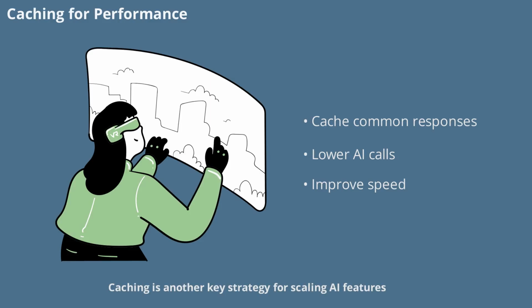Caching is another key strategy for scaling AI features. By caching common responses, you can reduce the number of AI calls, lower costs, and improve response times. Tools like Redis make it easy to add a caching layer to your Spring Boot application.